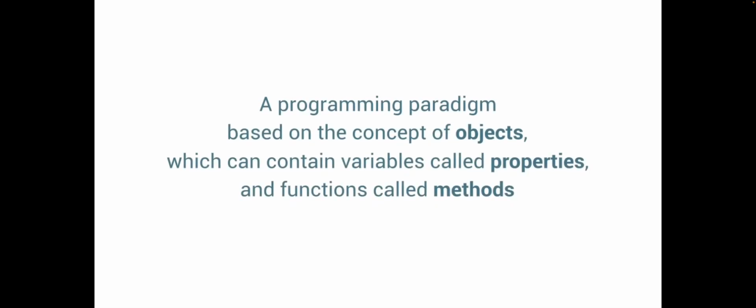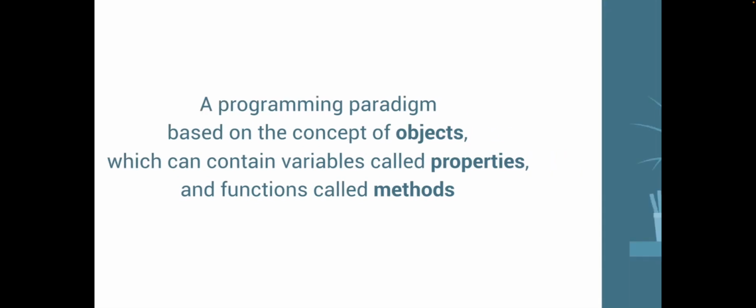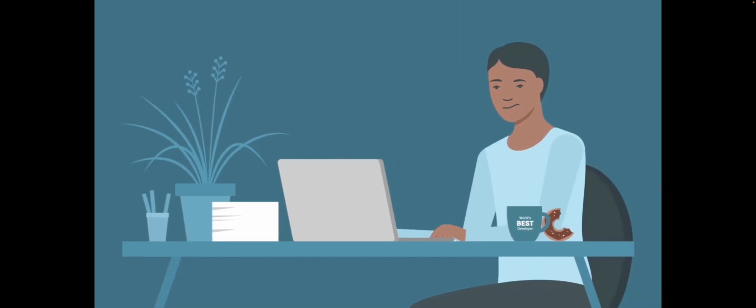But what is object oriented programming? Here's a formal definition: a programming paradigm based on the concept of objects, which can contain variables called properties and functions called methods. That's a little tough to understand on its own, I know. Let's relate this to a real world example.